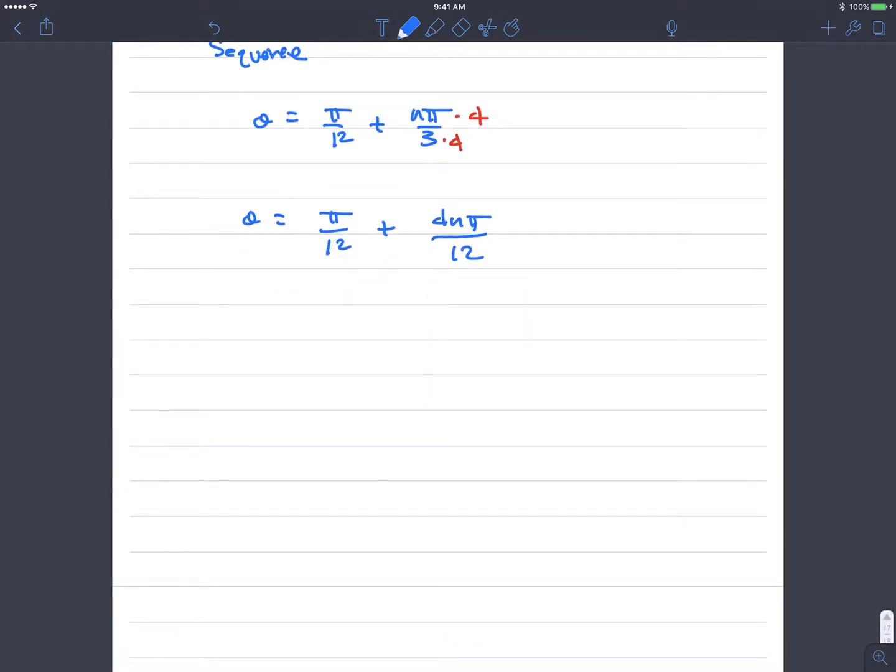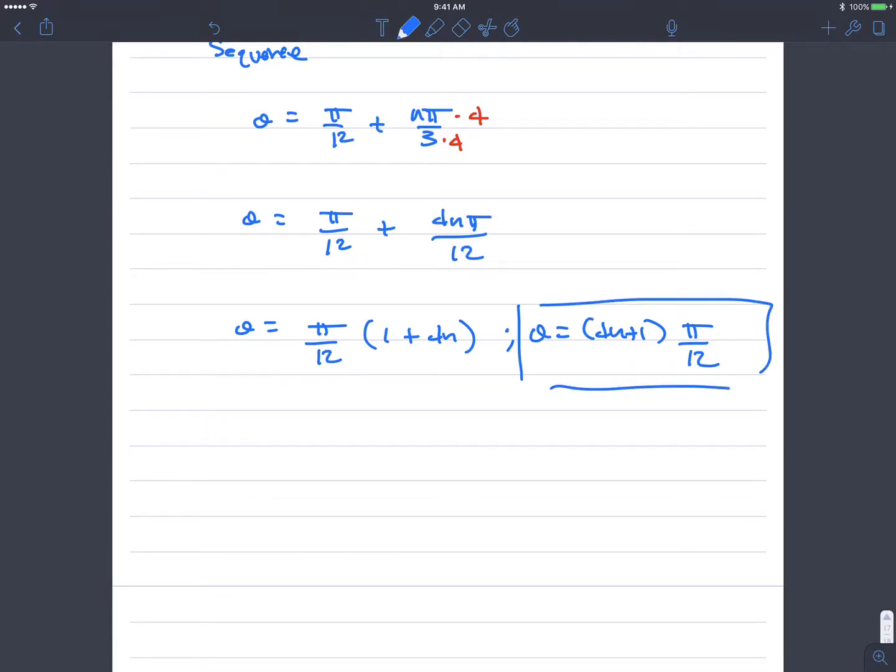And let's look at the algebra. Factor out your what? Pi over 12, it looks like. And what do you get? 1 plus 4n, double check. So we get 4n plus 1 times pi over what? 12. So let's double check our algebra. Looks like we're okay, right?